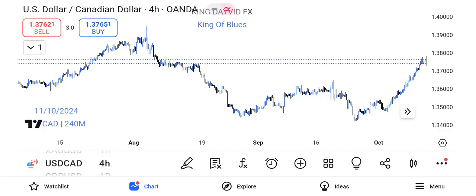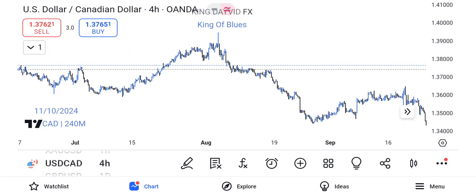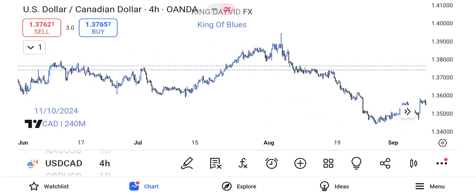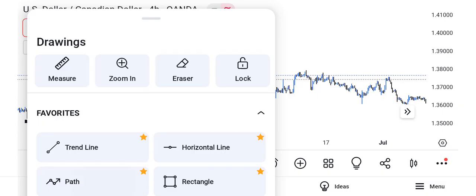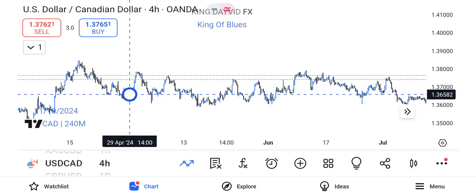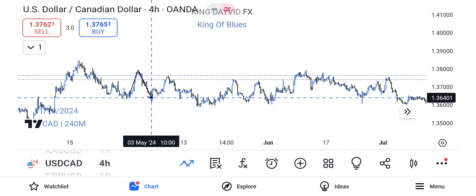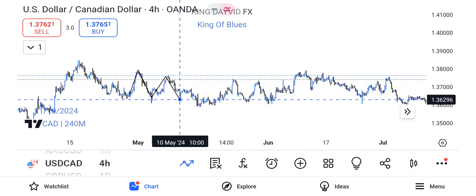So the three types of structure we have: the first one is the downtrend, when price is moving in a downward direction, creating lower lows and lower highs. The second is the uptrend, when price is going in an upward direction, creating higher lows and higher highs. And the third is consolidation, when price is neither going upward nor downward. It's just moving within a range, just like what we have here. You can see it's not breaking up, it's not breaking down.